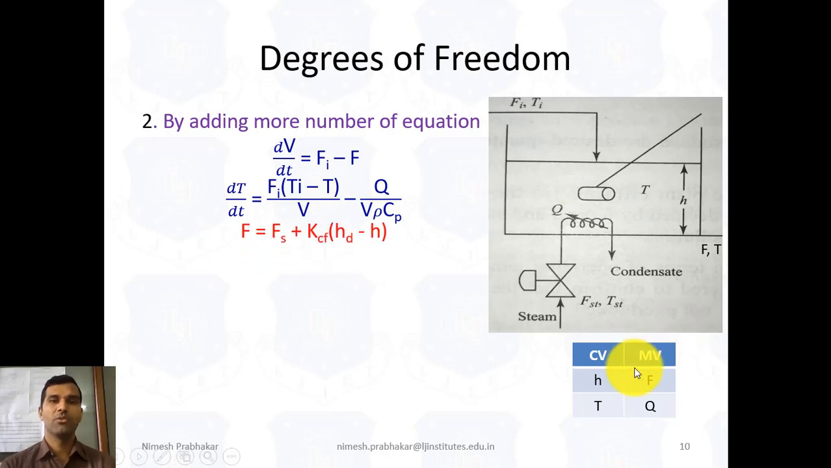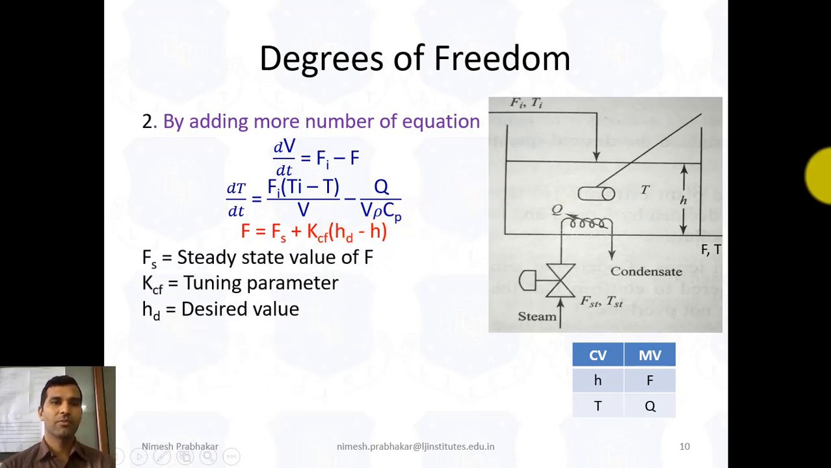That means by using the mathematical principle we can add this equation. The relation between H and F is F equals Fs plus Kcf times (Hd minus H). Here Fs represents the steady state value of F, that means the steady state value at the initial state, and Kcf represents the tuning parameter. The tuning parameter we can get by calculation, and Hd is the desired value.